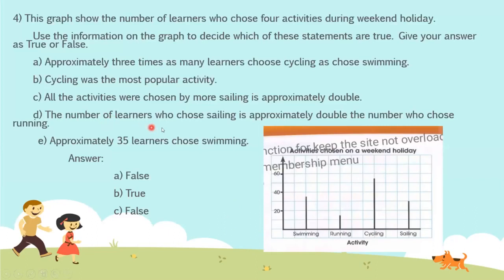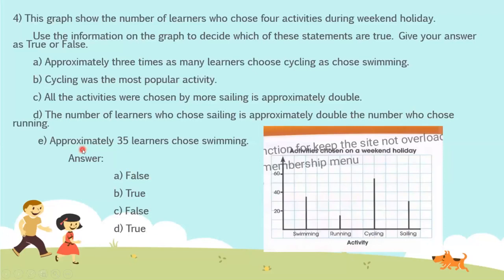The number of learners who chose sailing is approximately double the number who chose running. Okay, let's analyze. Running is like 15 and sailing is like 30. So the number of learners who chose sailing is approximately double the number who chose running. Yes, that is true. Why? Because running is like 15 and sailing is like 30. The double of 15 is 30. So that statement is true.